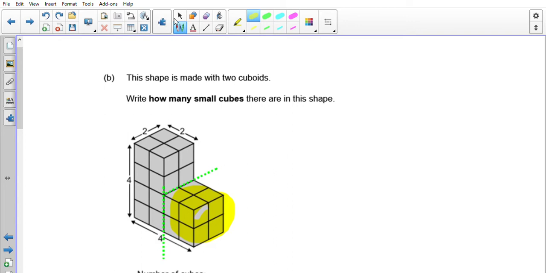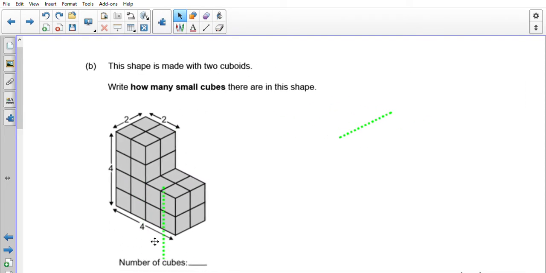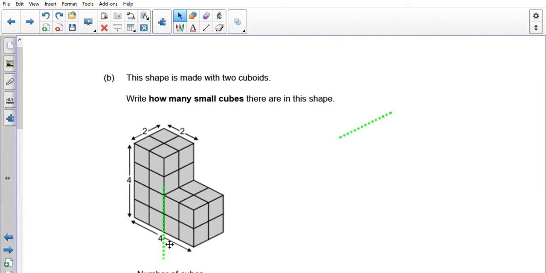Because it's a compound shape, you deal with it like a compound area, but this one's simply a compound volume. Here I have 2 by 2 by 2, my little cube, which gives me a volume of 8 in this section. Then I've got another one here which is 2 by 2 by 4, so that's 4 multiplied by 4, which gives me 16. So my total number of cubes here is 16 plus 8, which is 24.